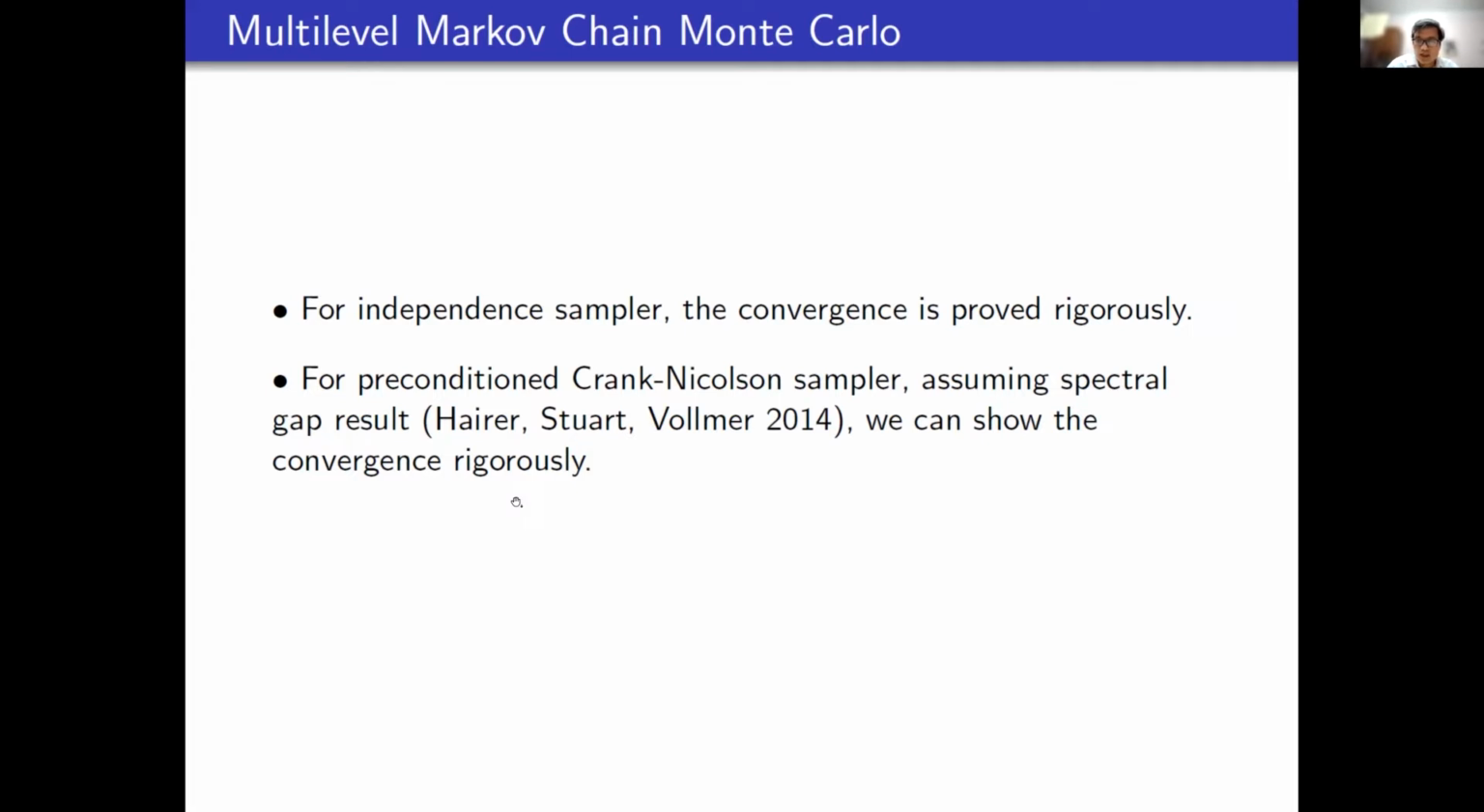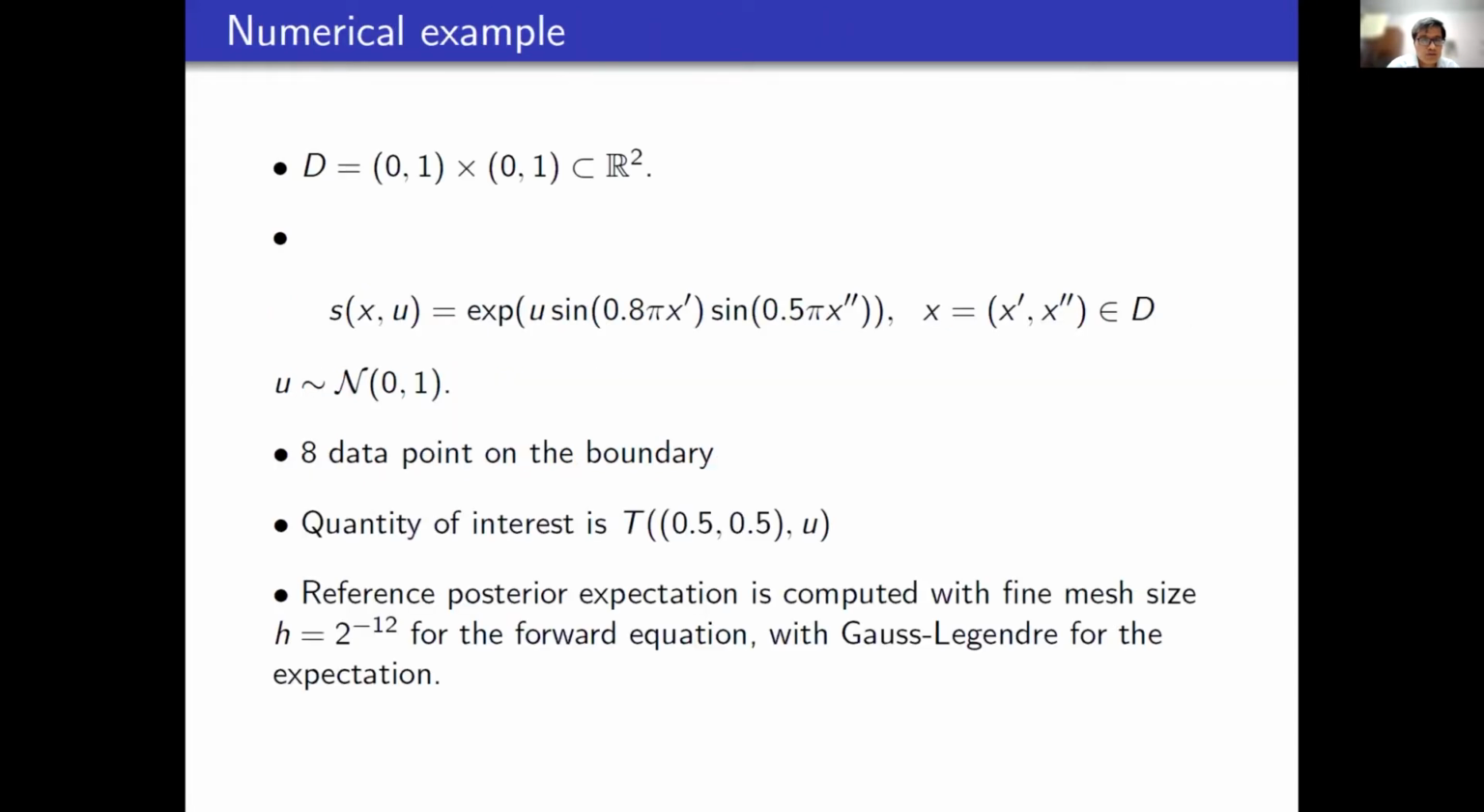So now let me finish the talk with a fairly simple numerical example. So we just suppose that we have the forward equation in a two-dimensional domain D, which is a cube of size 1. So the slowness function, this is a form of it. We have one random variable U, which follows the normal distribution here.